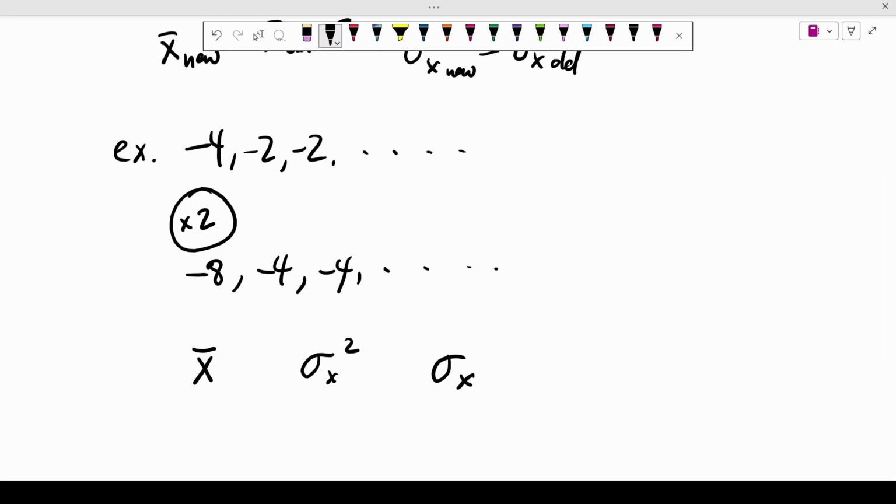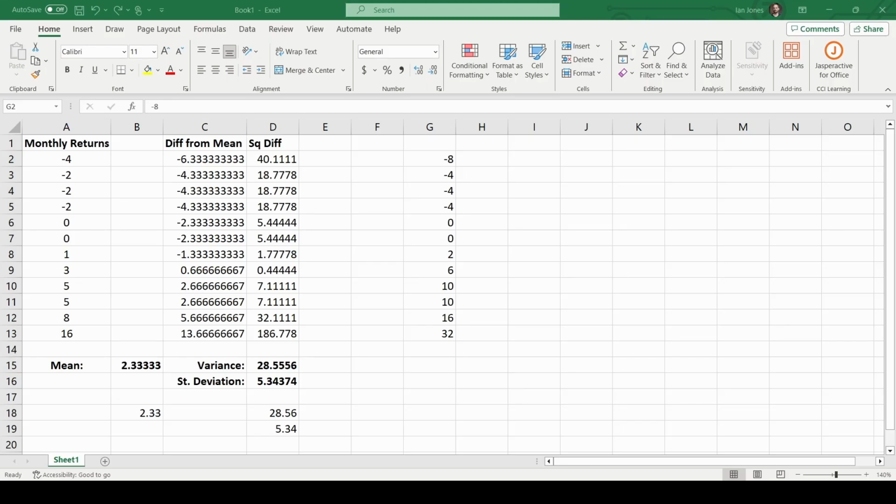Of course, we could do it algebraically, but I'm going to do it over here in Excel. Pause the video. What do you think? So, what happens? Well, we're doubling everything. And you can see here, I went back to the old data. The mean is 2.33. I have it copied out here. The variance 28, standard deviation 5. It's copied out so we can see what the changes are. And here in column G, I doubled every data point.